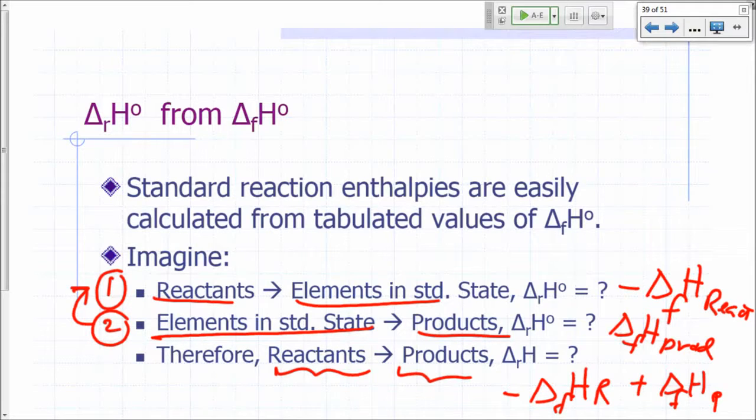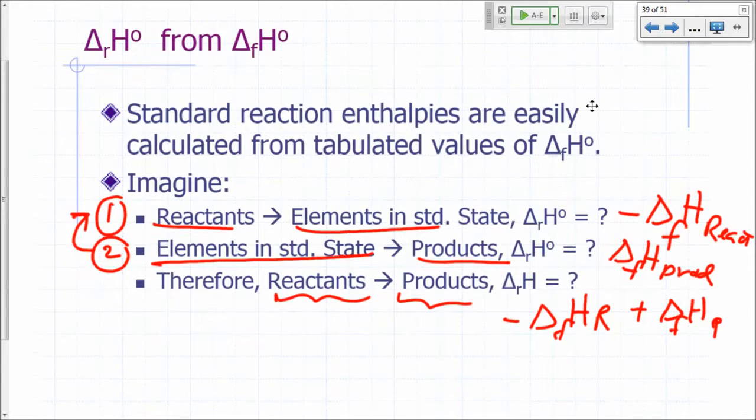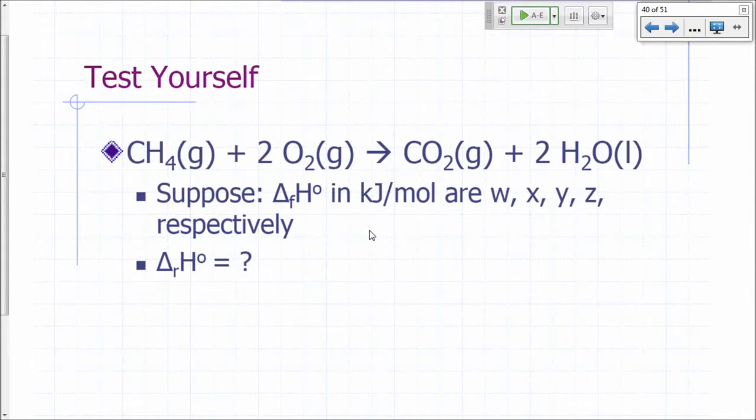Okay? So that's the beauty of tabulating standard enthalpies of formation. For any reaction that you have, you just look up the standard enthalpies of formation, then you just take the values for the products, subtract the values for the reactants, and you get the delta H for the reaction. All right, so let's illustrate that with an example right here.